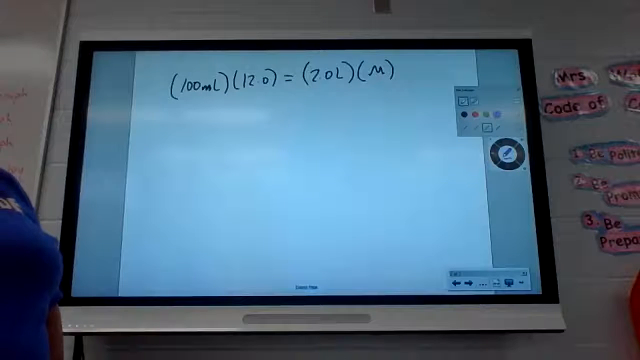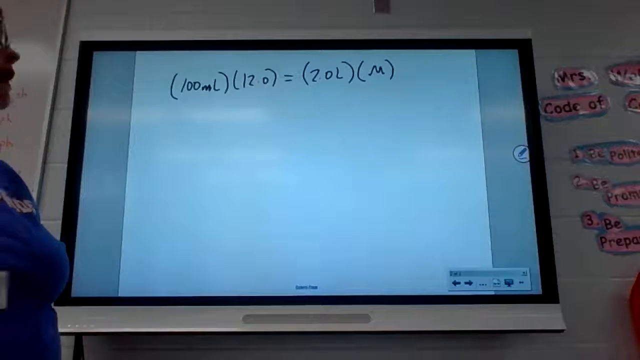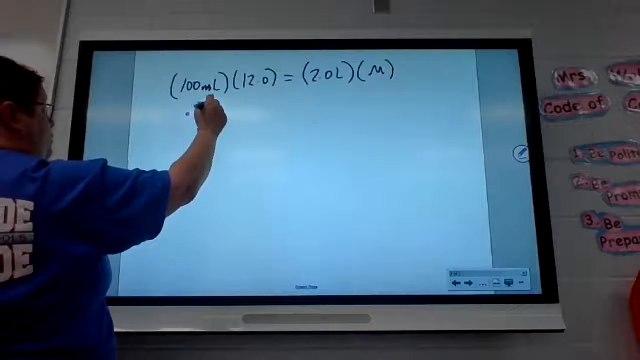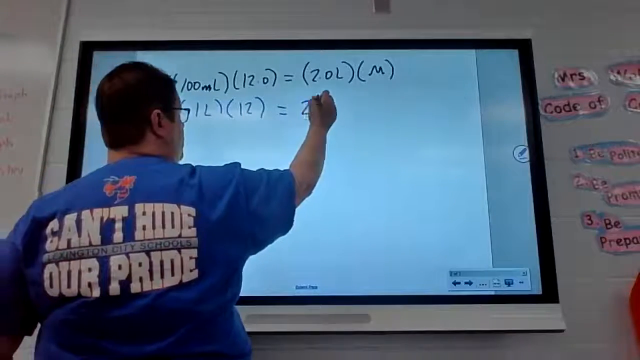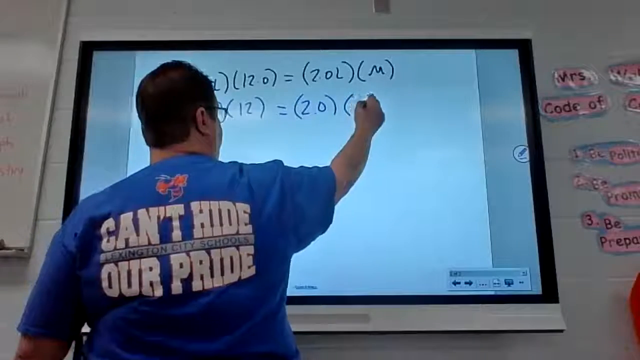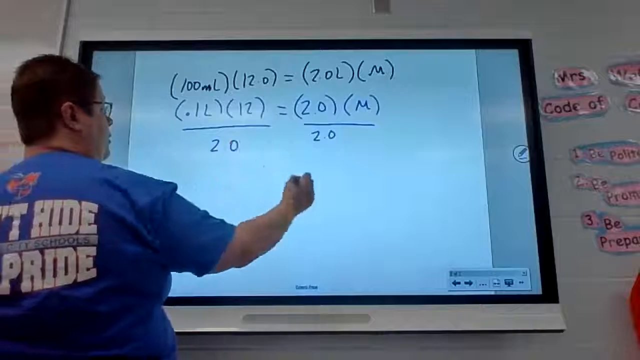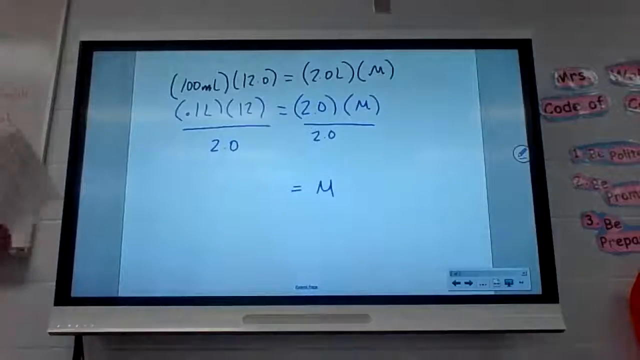Now, which one you want to change, Linda? 100 milliliters. Okay, so divide by 1,000. That's going to give you 0.1 liters. 12, 2, and then M. Divide by 2. Divide by 2. And then find molarity. Okay, what else?